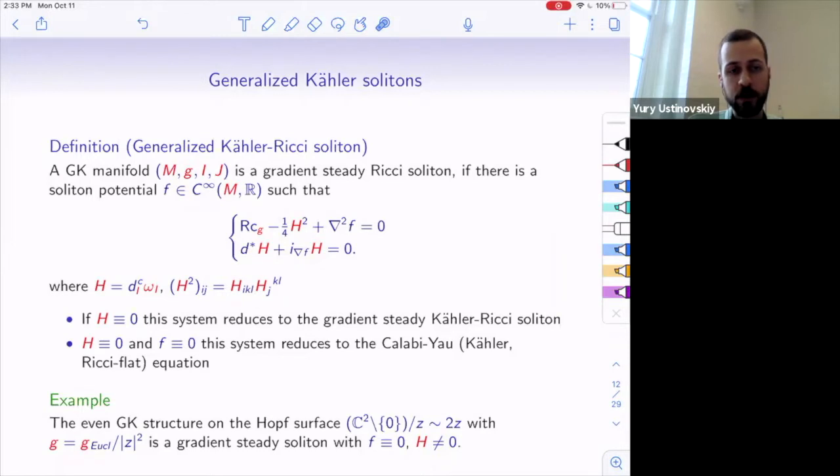To give you one example of a solution which is not Calabi-Yau, you can turn back to this even generalized Kähler structure on the Hopf surface, where you identify it under the contractions by a factor of 2. And you take this conformally modified Euclidean metric, then this structure is a genuine generalized Kähler-Ricci soliton. It's not super general though, because here function f, your soliton function, is actually constant. But again, it's still something new compared to what we have seen in the Kähler world.